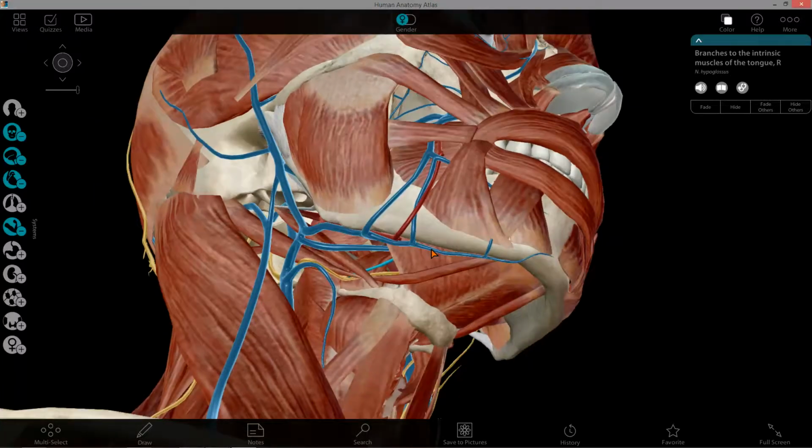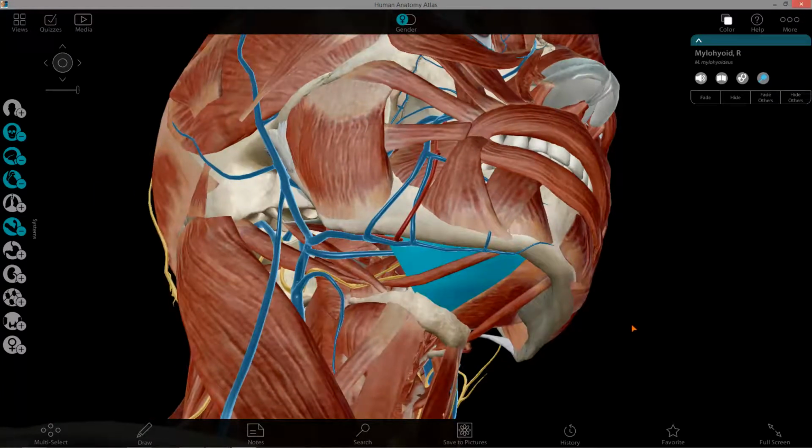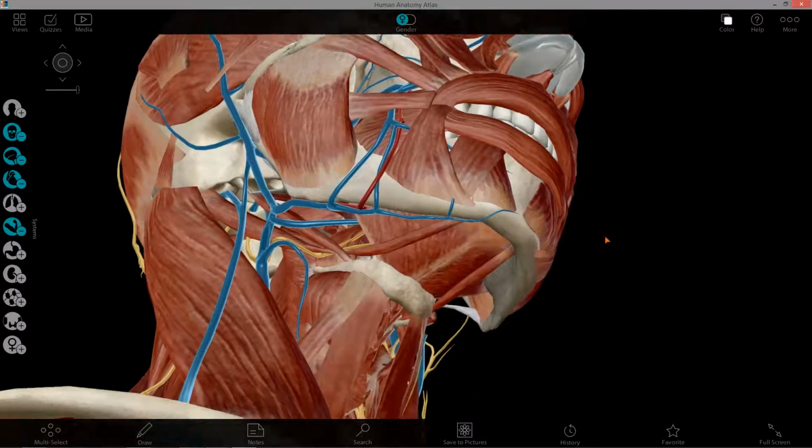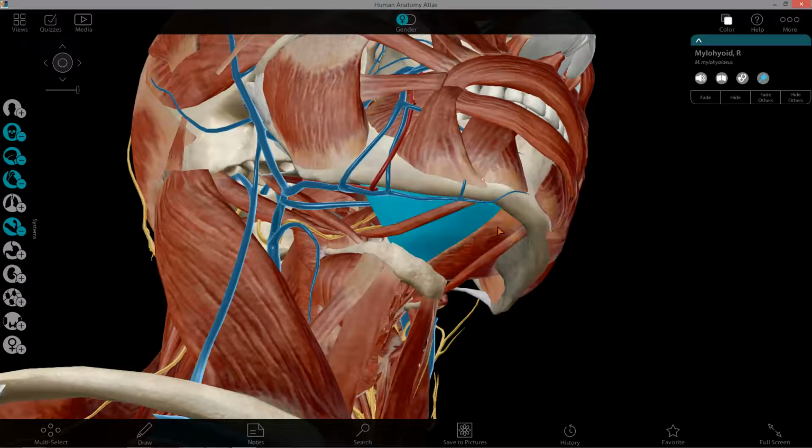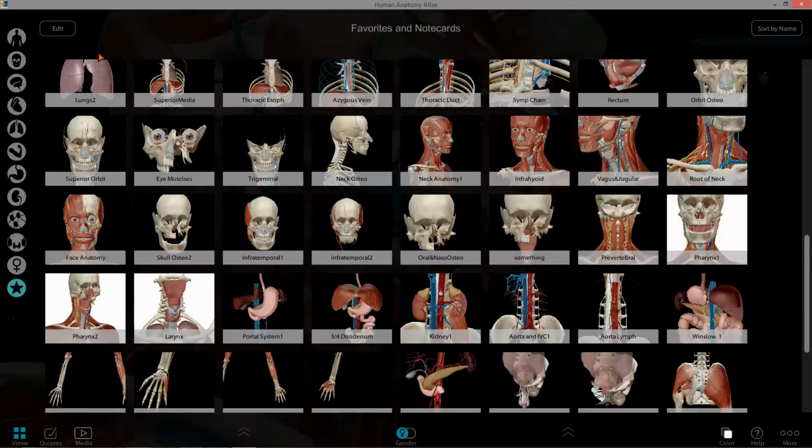And then more simply, you have the submental triangle, which doesn't really contain much. All it contains is the submental nodes, and then at its base is the mylohyoid muscle, which is the floor of the oral cavity. And I'm going to bring up another image here real quick for us.